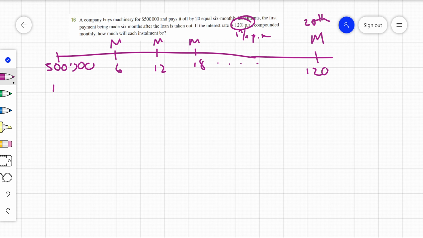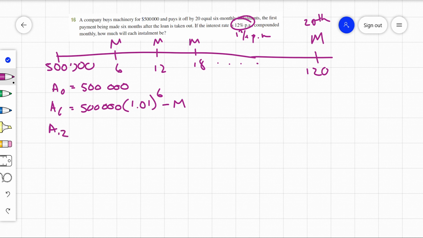So if we have a look at how much they owe, at the beginning they owe 500,000, and after 6 months that 500,000 has grown, so the principal itself plus the interest for 6 months, and that is when the first payment or repayment is made. So we can now subtract M. Okay, so what happens? It stays in for another 6 months.